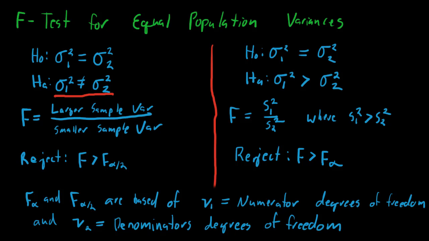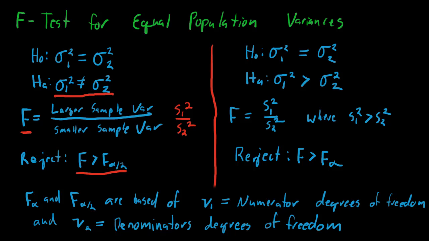And the way that we're going to actually determine this is we're going to use a new test statistic, and that test statistic is going to be this F value. So we're going to call this an F test. The F value is determined by dividing the larger sample variance by the smaller sample variance. So if S1 squared is greater than S2 squared, our test is going to be S1 squared divided by S2 squared. However, if S2 is larger, then we flip those around and do S2 squared divided by S1 squared. And then we reject our null hypothesis if our F value is greater than F of alpha over 2.